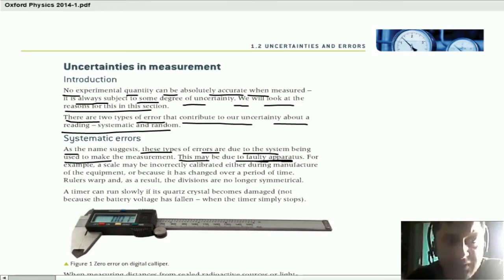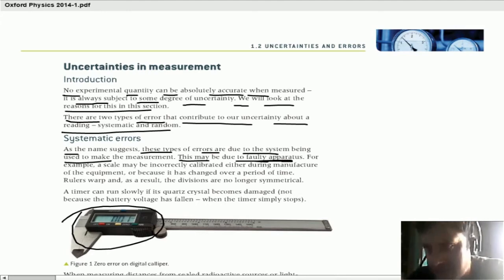For example, a scale may be incorrectly calibrated, either during manufacture of the equipment or because it has changed over a period of time. So we use the scale here, right? There might be some problem in the scale. There might be some problem in the way you read the reading. You might be measuring like this, but seeing it from here or from here, right? Accordingly, there is some parallax error which comes.